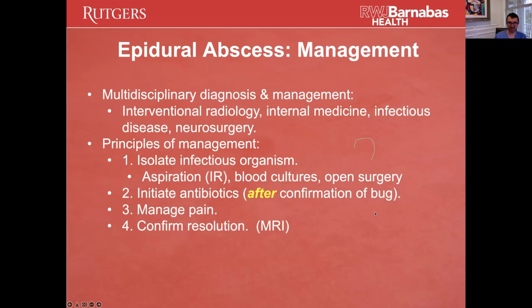How do we manage these? So this is a multidisciplinary approach. It's not just neurosurgery. We need interventional radiology, internal medicine, and ID as well. So the principles of management, one, we want to isolate the infectious organism, and that can be done via open surgery if necessary. It may have already been done through blood cultures, or it can be with IR doing an aspiration. Once it is isolated, then you want to initiate the appropriate antibiotics after the bug is confirmed. You need to manage pain, and you need some sort of follow-up to confirm resolution of this.